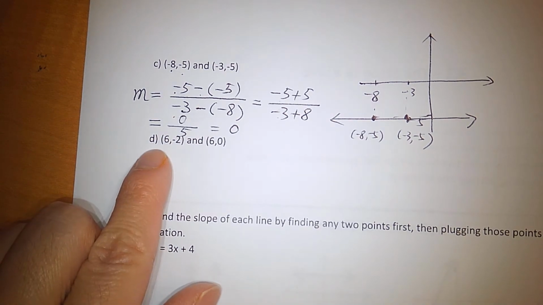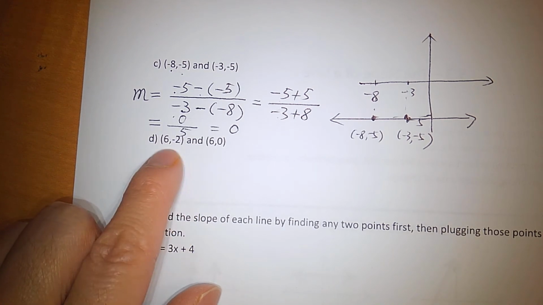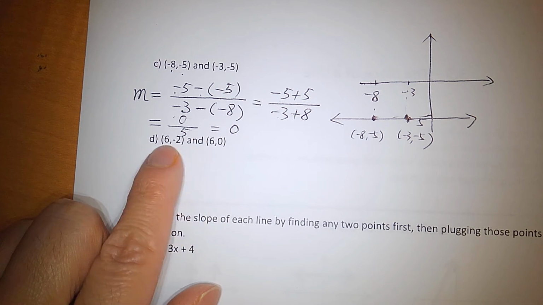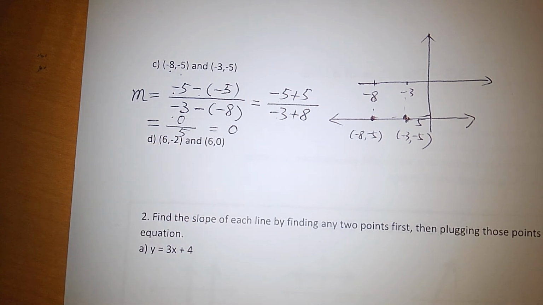Can you try number D? Plot these 2 points first, and then draw the picture, and then find the slope, please.